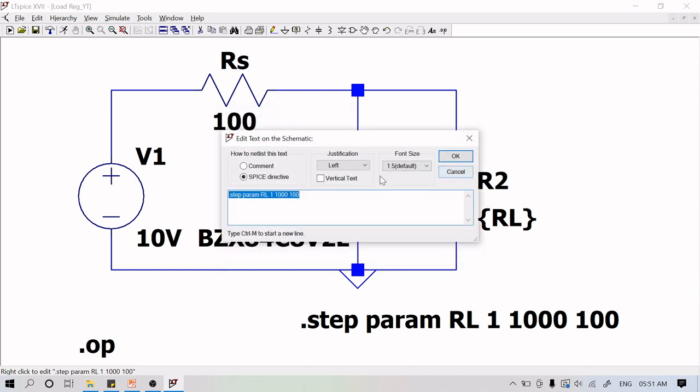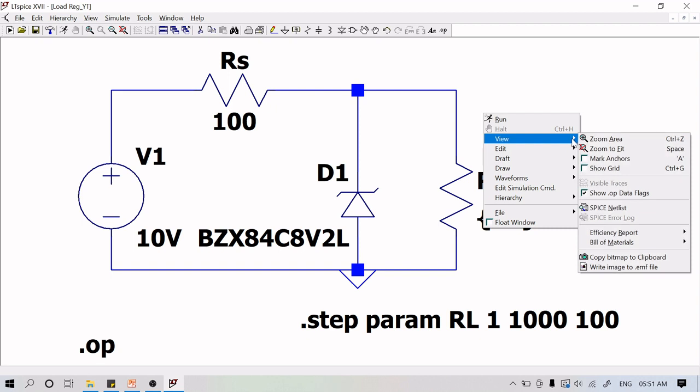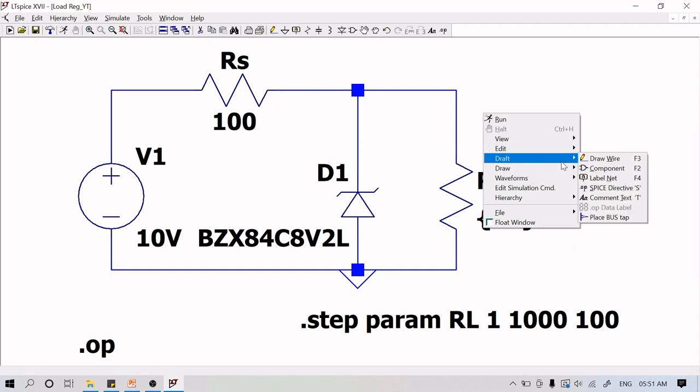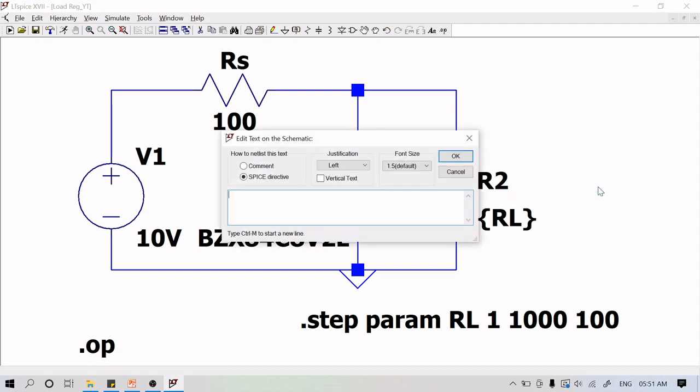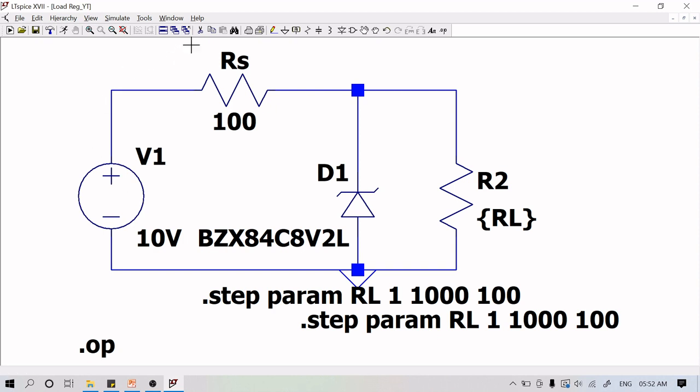Go to the SPICE directive. Right click and go to the draft, where you can see the SPICE directive. In the SPICE directive you can type .step param RL, a resistance varying with a step of 100 from 1 to 1000. You can give any range. Just for your understanding I have given this. It will come like this. I have already given it, so I'll just remove this.